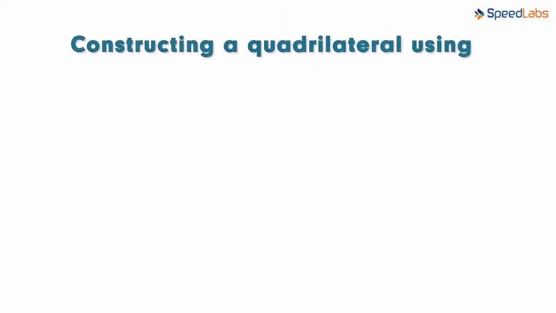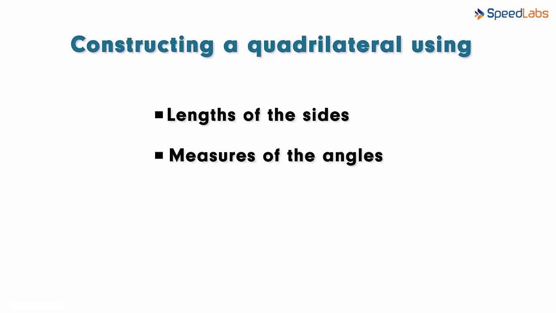So we'll be learning to construct different types of quadrilaterals when different measurements are given. The measurements could be the lengths of the sides or the measures of the angles or maybe even the diagonals.